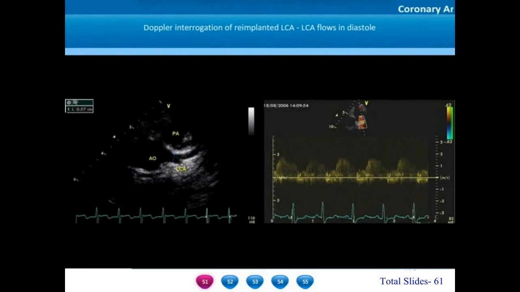Even the coronary flows in the LCA after re-implantation can be nicely documented by putting the pulse wave Doppler cursor across the proximal LAD. In the spectral Doppler pattern that has been shown in this picture, you can see that there is a diastolic flow. The two arrows mark the beginning of diastole and end of diastole, and you can see a good diastolic flow in the re-implanted coronary artery.